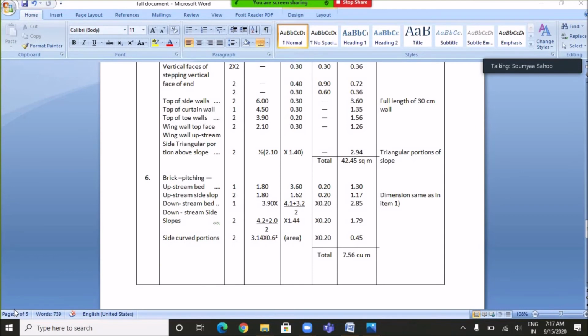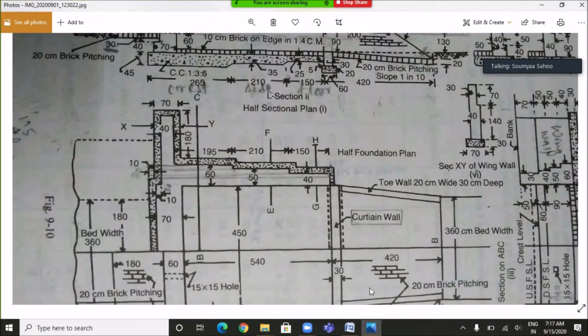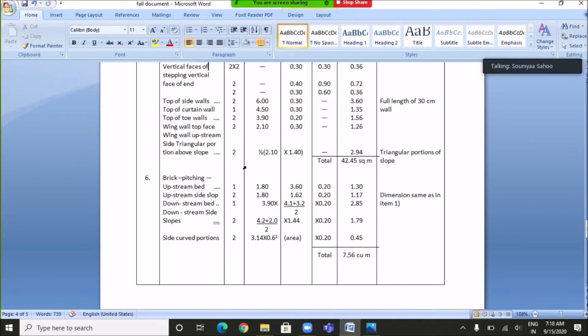Then next the pointing work is to be done in the top of door wall. So if we see the plan, the length for which the cement pointing work is to be done will be 420 centimeter minus 30 centimeter, which is equals to 390 centimeter or 3.9 meter, and the width of the door wall is 20 centimeter. So the number will be 2.